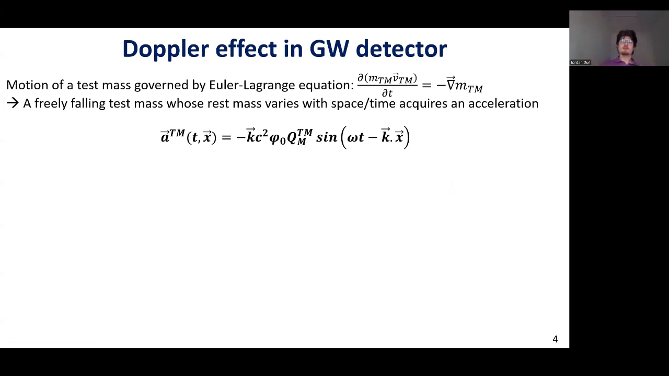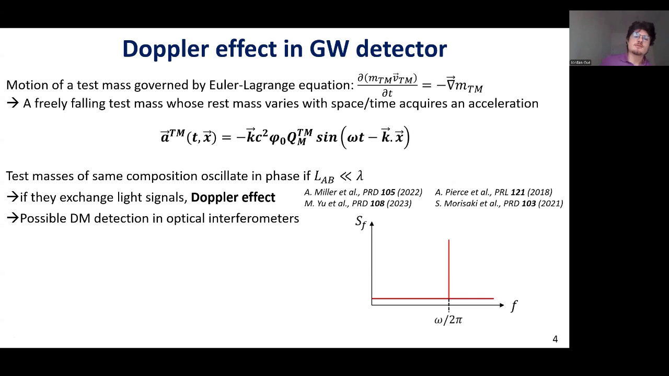And so if you now consider the differential acceleration between two test masses of different composition, then this difference between the Q will be non-zero, and so you end up with a non-zero differential acceleration. Now, if you assume two test masses of the same composition that are spaced apart by a distance smaller than the coherence length of your field, they will just oscillate in phase. So nothing special for now.